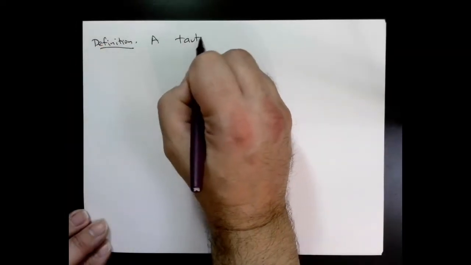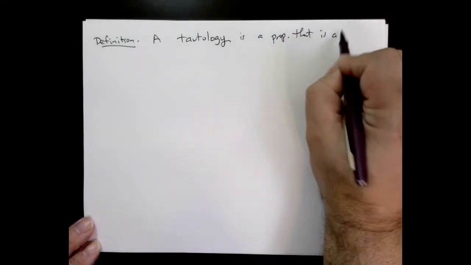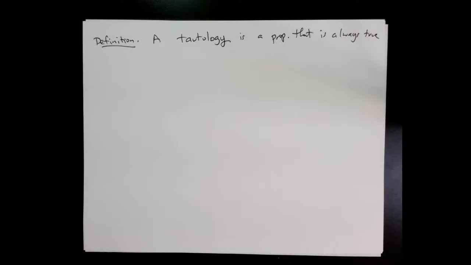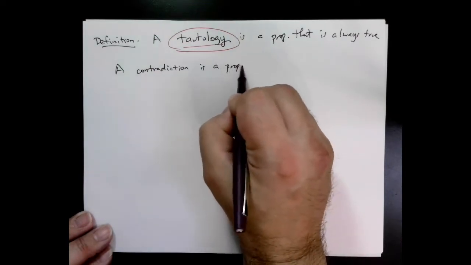Definition here. So there's 2 special types of propositions that come up all the time in mathematics, and we give them special names. They're called tautologies and contradictions. So a tautology is a proposition that is always true. A contradiction is a proposition that is always false.